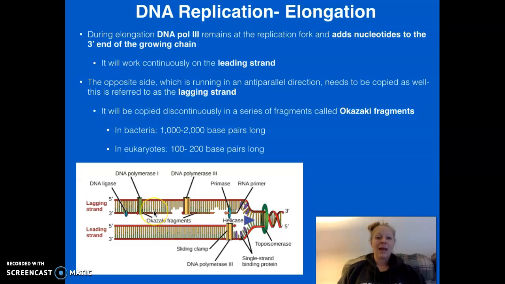This is called the lagging strand. It's going to be copied discontinuously, and the Okazaki fragments in bacteria are 1,000 to about 2,000 base pairs long. In eukaryotes, they're about 100 to 200 base pairs long.